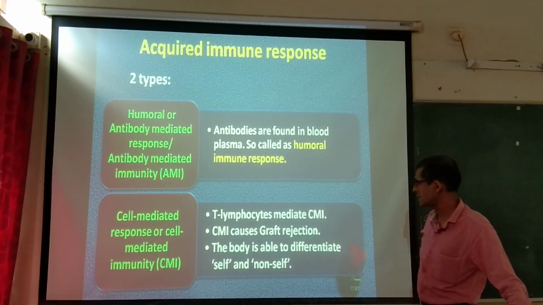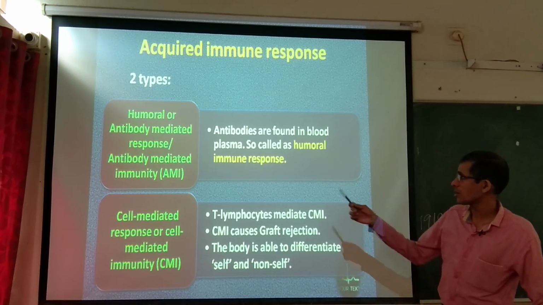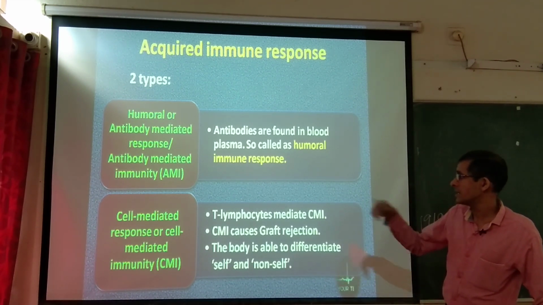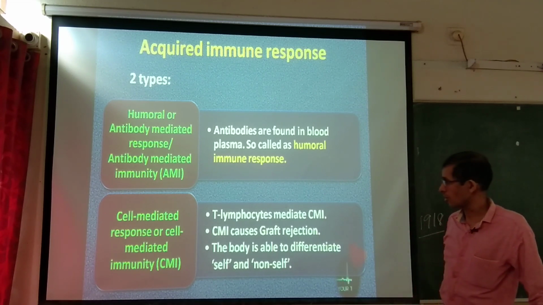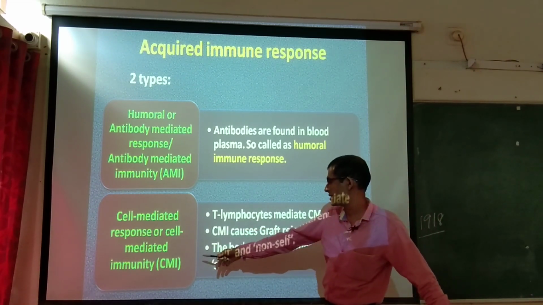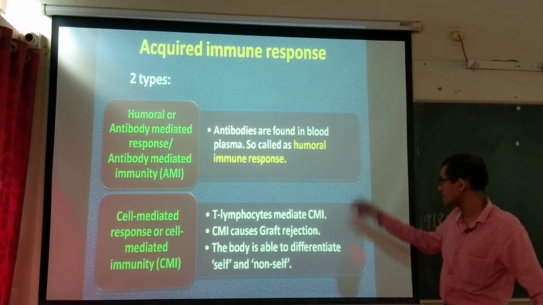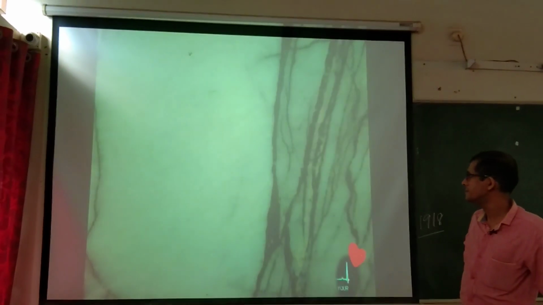Then we studied the humoral acquired immune system. In that there are two types: the humoral or antibody mediated response, antibody mediated immunity, also called AMI, and the second one is the cell mediated response or cell mediated immunity, CMI. So, in the last class I said about these things, isn't it.